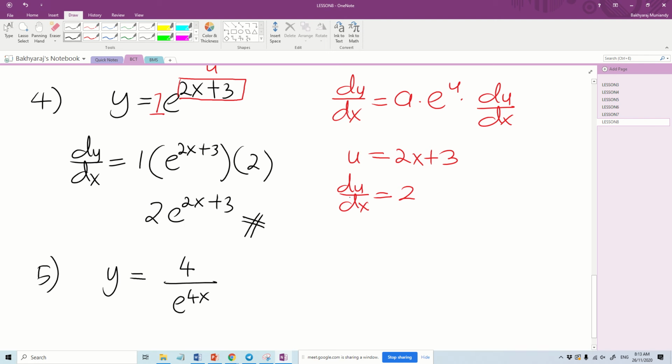Now we go for negative power. Let's say we have 4 over exponent 4x. We need to convert it to become a negative power. We must bring it to a negative power.